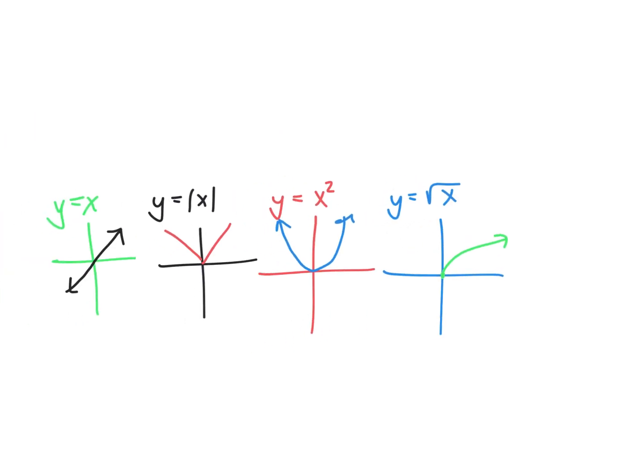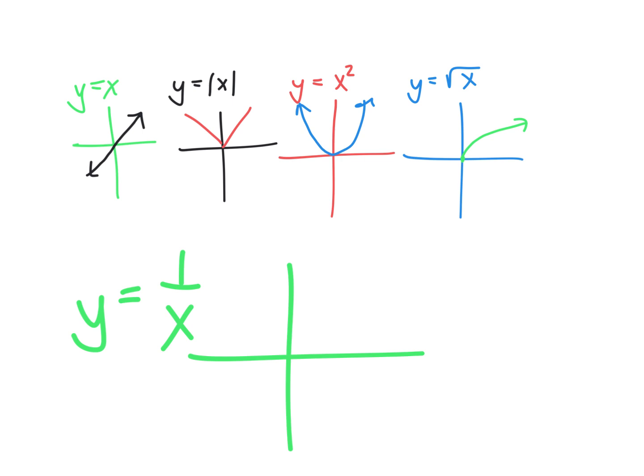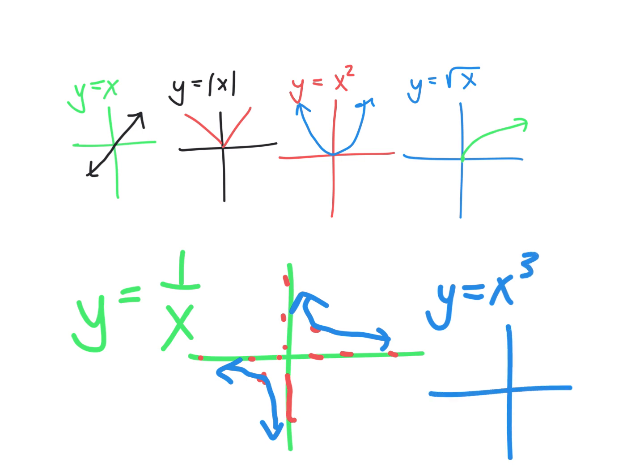Okay. And how many is that? That's 4. And then there's y equals 1 over x, the trickiest one. The only one with asymptotes. Asymptotic behavior in both directions. It gets closer and closer to the asymptotes, but never touches them. Can anybody name the last one? X cubed, very good. Do you know what it looks like?